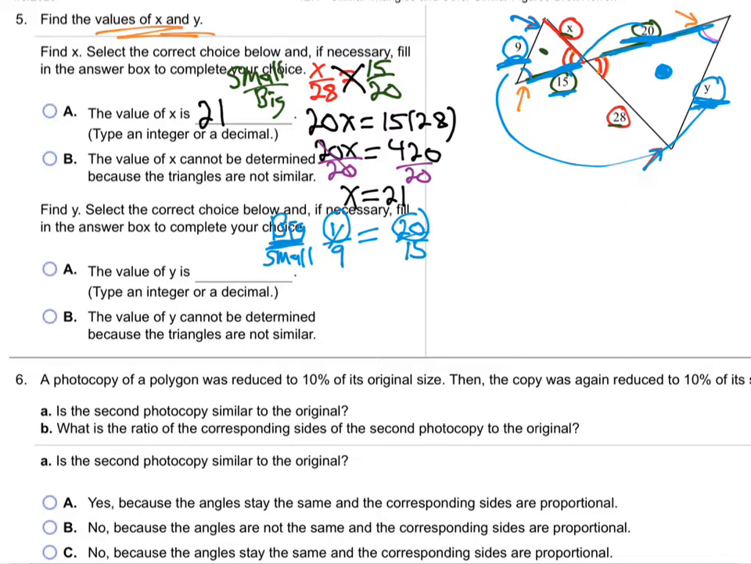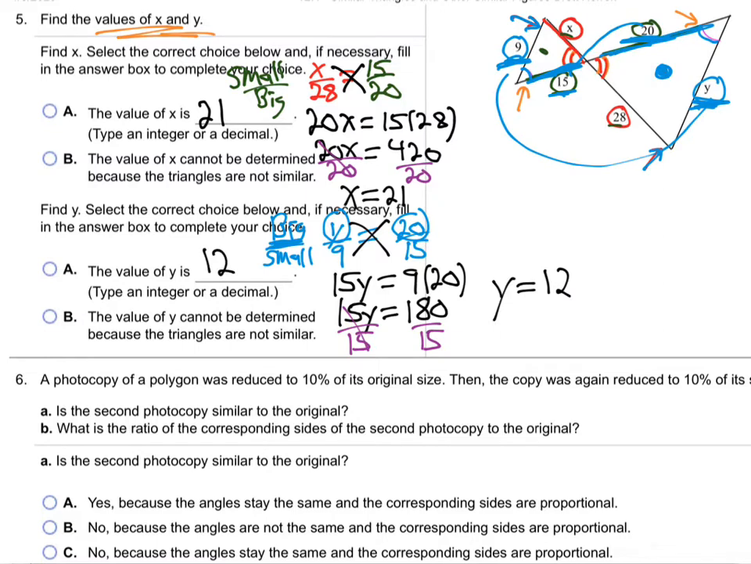All right, now we cross multiply. 15 times y is 9 times 20. So 15 times y is 180. Last step to get y alone, divide by the 15, and so y equals, using my calculator, 180 over 15, 12. So y must be 12. So there we go. There's how we solve for similar triangles in those two triangles.